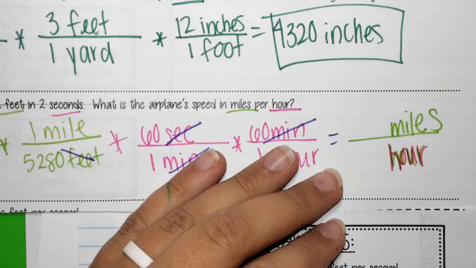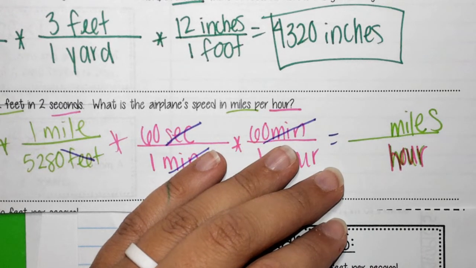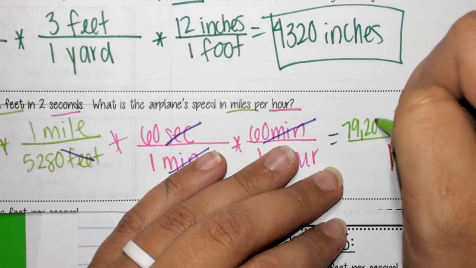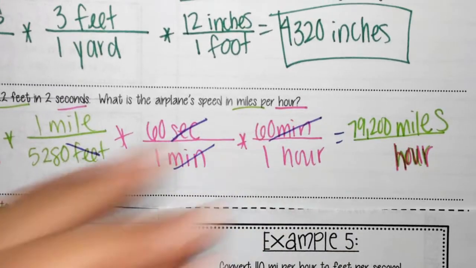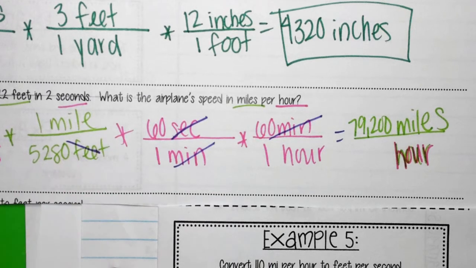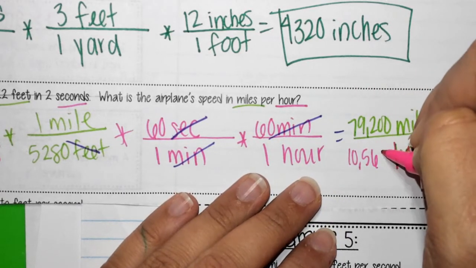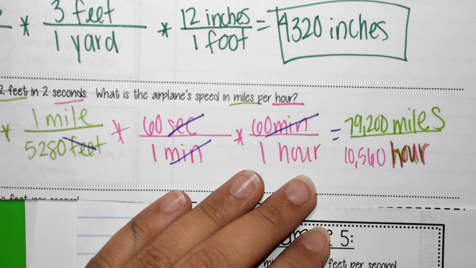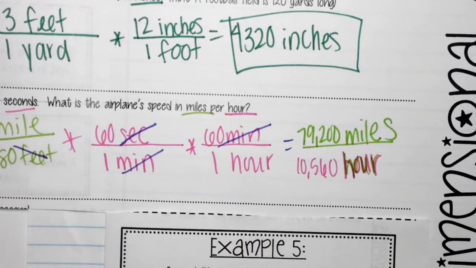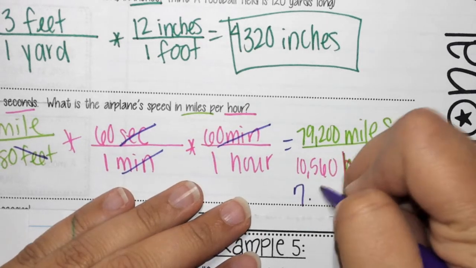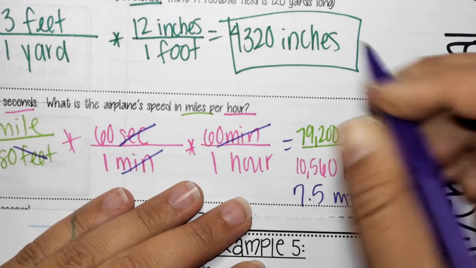(22 times 60 times 60). We're going to get a big number. 79,200. Okay. All right. Now on bottom, multiply 2 times 5,280. 10,560. What do you think we're going to do with those two numbers? We're going to divide them. So divide them and tell me what you get. 7.5 miles per hour.